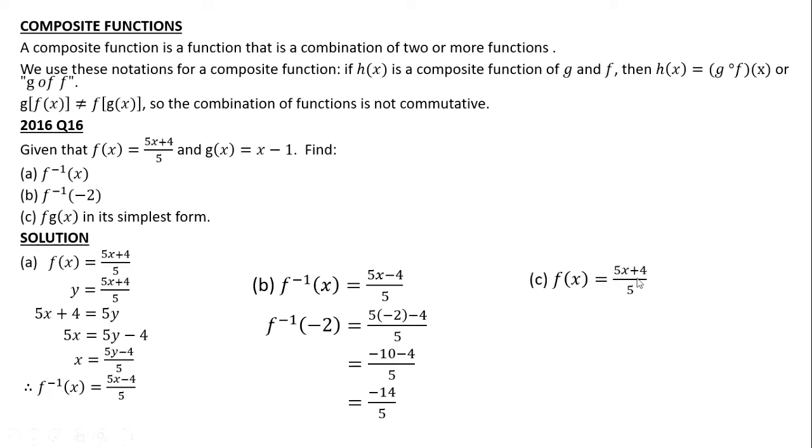f of x is equal to 5x plus 4 divided by 5. f of g of x is equal to, where there's that x, replace g of x. So where there's this x, we'll replace x minus 1 and then expand. 5 times x will give us 5x. 5 times negative 1 will give us a negative 5. Negative 5 plus 4 is the same as a negative 1. Therefore, f of g of x is equal to 5x minus 1 divided by 5.